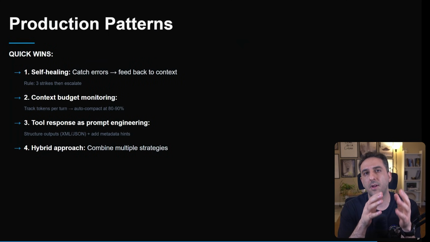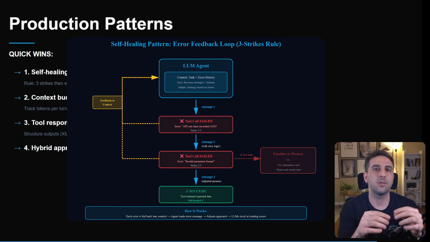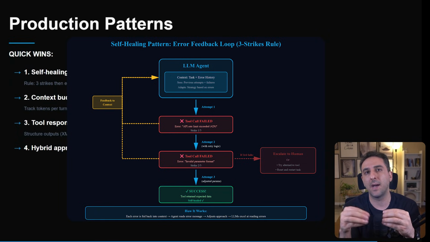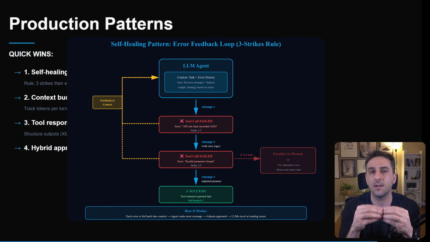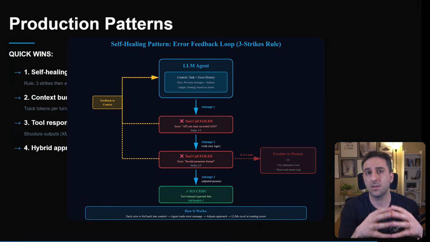Before we wrap up the framework section, let me give you 4 production patterns that work across all these strategies. First, self-healing. When a tool call fails, catch that error and feed it back into context. LLMs are surprisingly good at reading error messages and adjusting. To keep your agent from getting stuck, set a simple rule. For example, 3 strikes, then escalate to a human or reset.